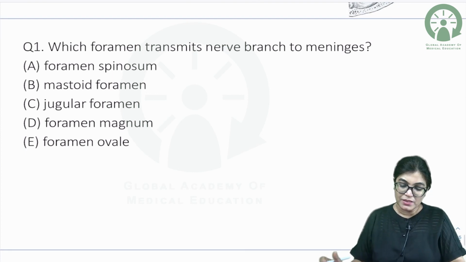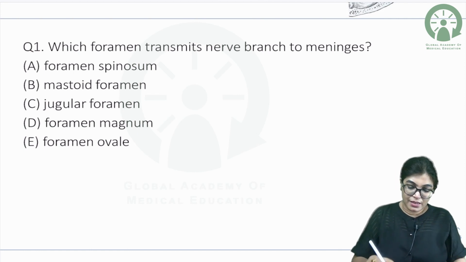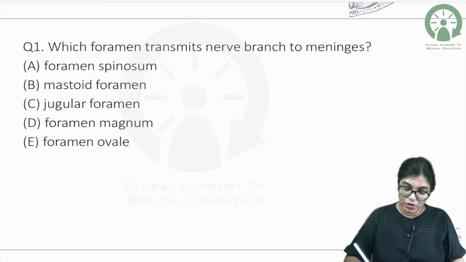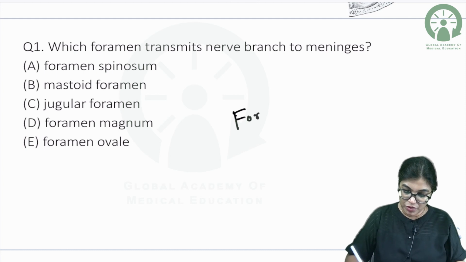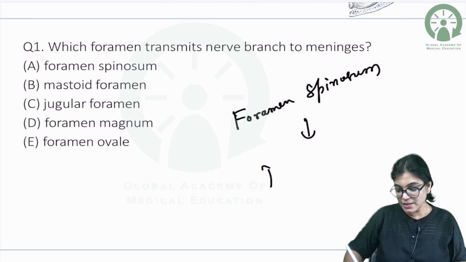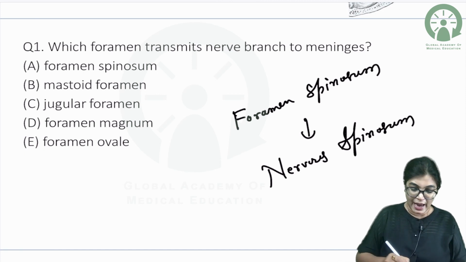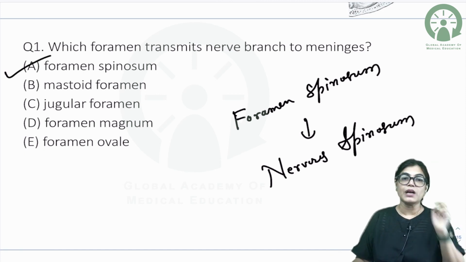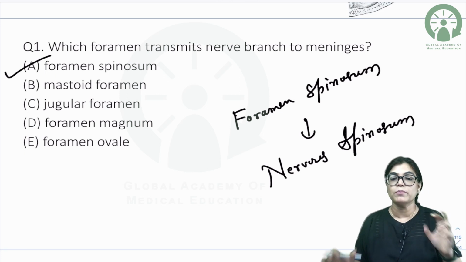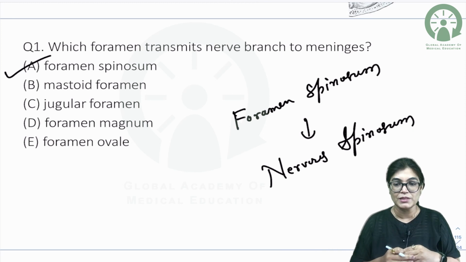Which foramen transmit nerve branch to meninges? Among this, which is a foramen which is giving nerve branch to meninges? So if you remember, I told you that there is a foramen named foramen spinosum, and through this foramen spinosum, which nerve passes? Nervus spinosum. Nervus spinosum is a branch also from the mandibular trunk, and so A is the right answer. Foramen spinosum is the foramen through which branches to meninges traverse. The right answer, nervus spinosum passing through foramen spinosum.